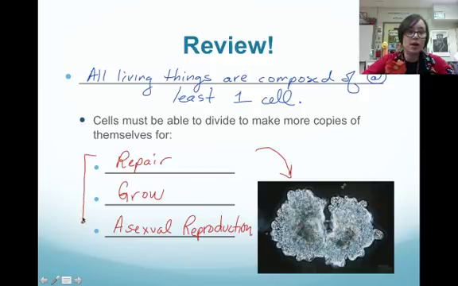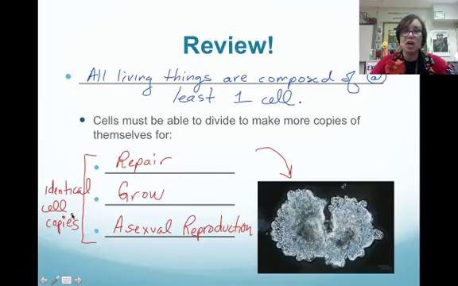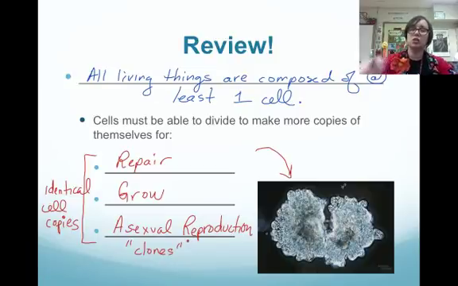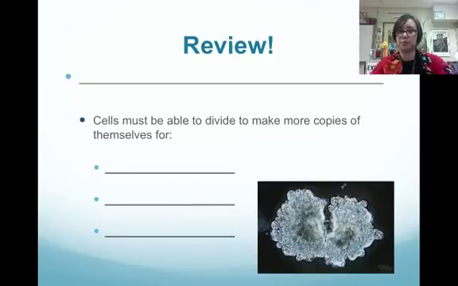So all of these processes, regardless of why we're doing it, we're making identical cell copies. That's really important. We want to make the exact same thing that we started with. So asexual reproduction actually makes things called clones. So there isn't a whole lot of genetic diversity, and in fact, we don't want any genetic diversity from one generation to the next when we're talking about cellular division in this regard.